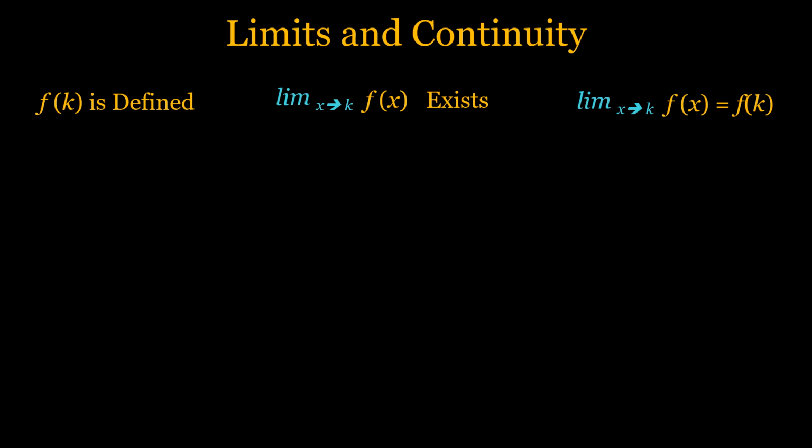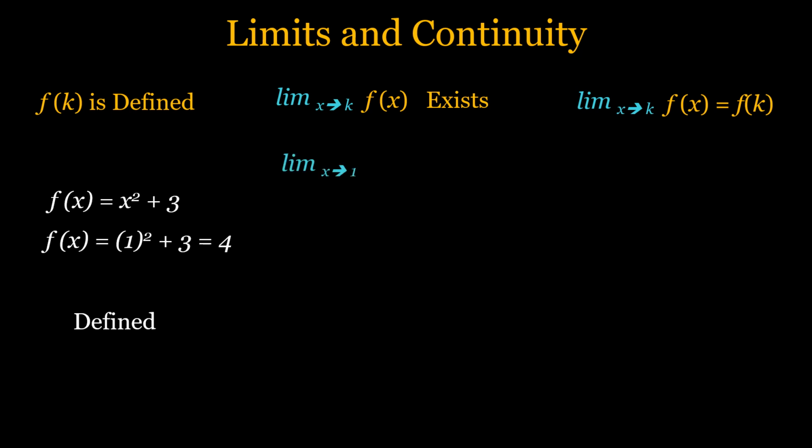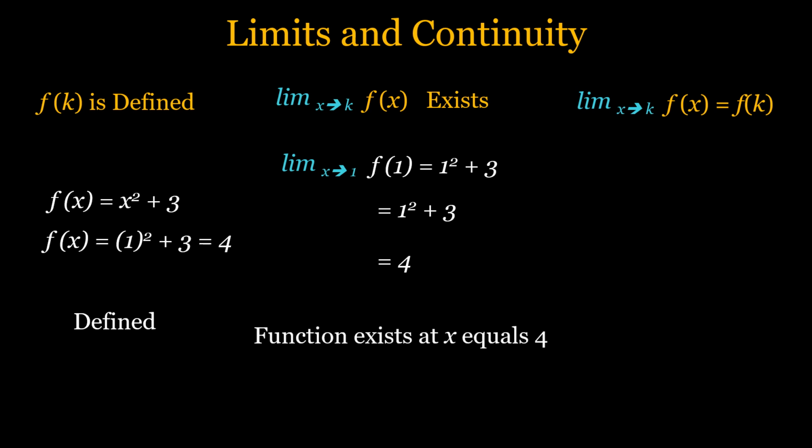Suppose another function, y equals x squared plus 3. Let's see if it justifies 3 conditions of continuity. Limit applied as x approaches 1. 1 squared plus 3 is equal to 4, which is a defined value. First condition is justified. And f of 1 is equal to 4 means function exists at f of 1.